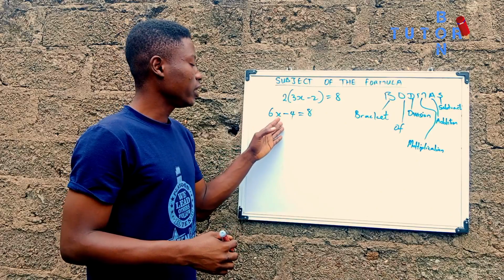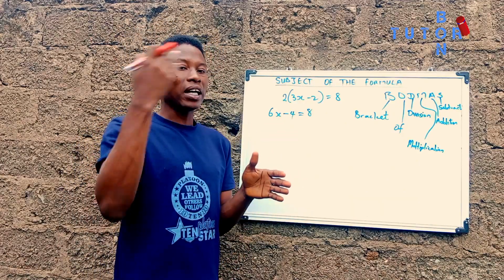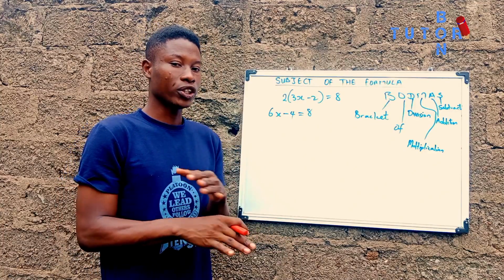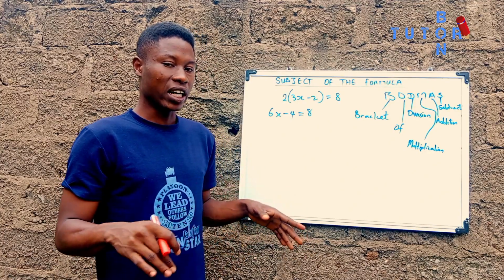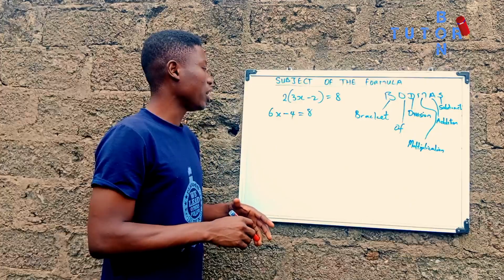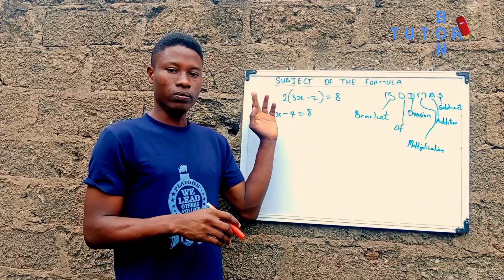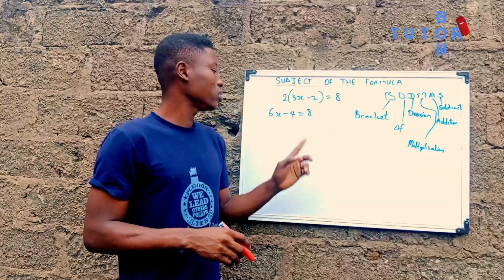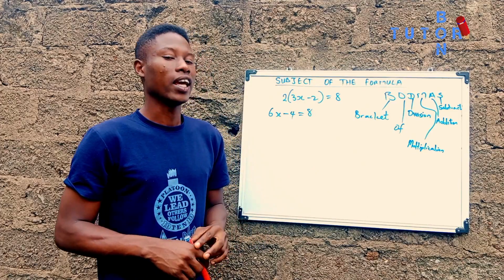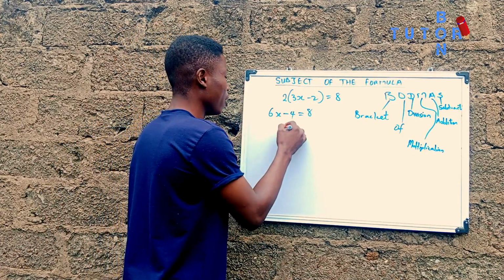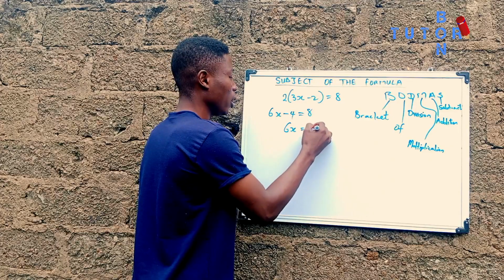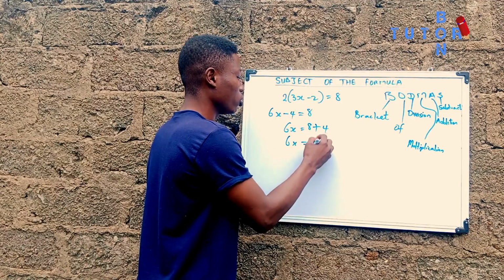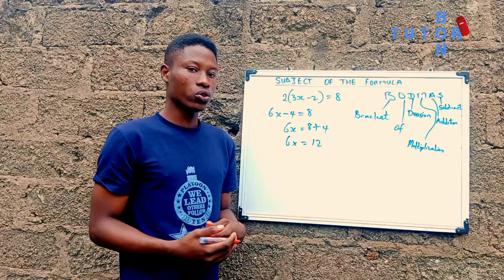If you look at this question now, you will see that we've gone back to the first question that we treated today, that is a linear equation with no bracket or any other special operations. So the next thing to do now is to transfer this minus 4 from here to the other side. And transferring minus 4 to the other side turns it to what? Yeah, plus 4. So that means you have 6x equals 8 plus 4. And your 8 plus 4 will give you what? 12. That is, your 6x equals 12.